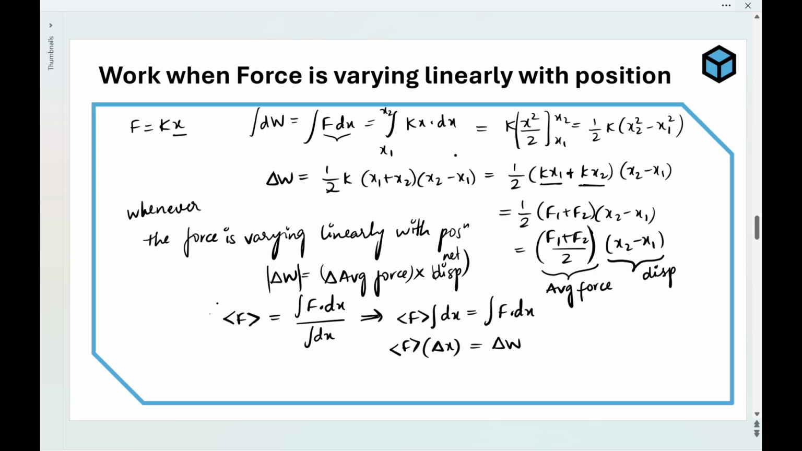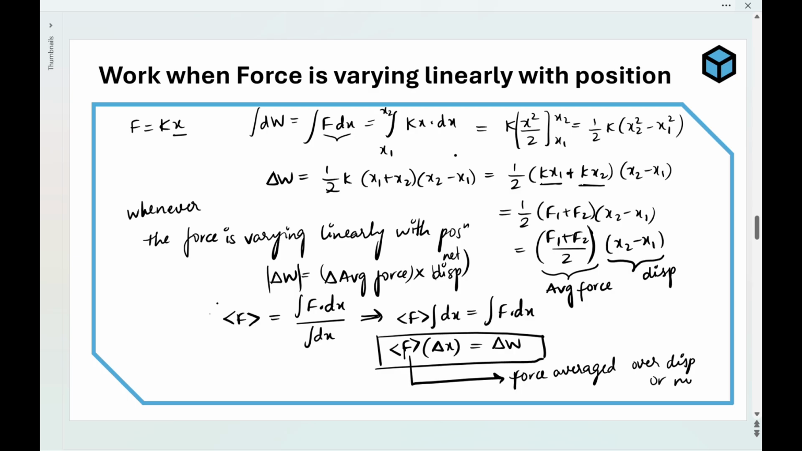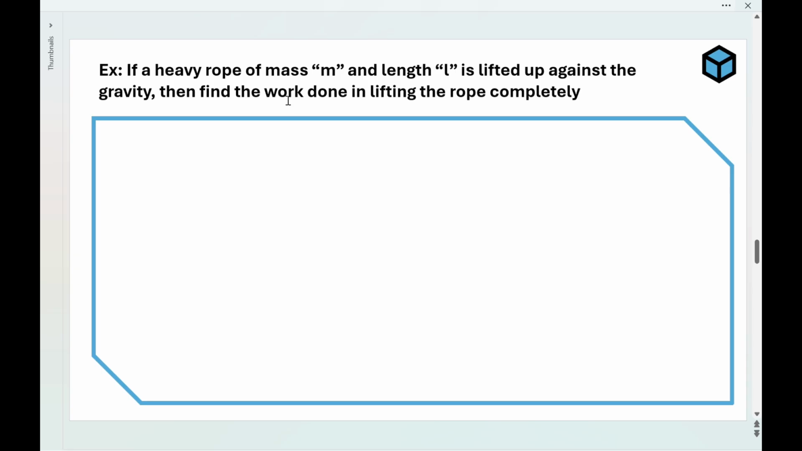So this statement of delta W is always applicable, but there is only one restriction. We have to always check whether the force is averaged over displacement or not. That's the main question. If yes, then you can always use this. This is always correct at any time. Okay, so let's move to the next example.